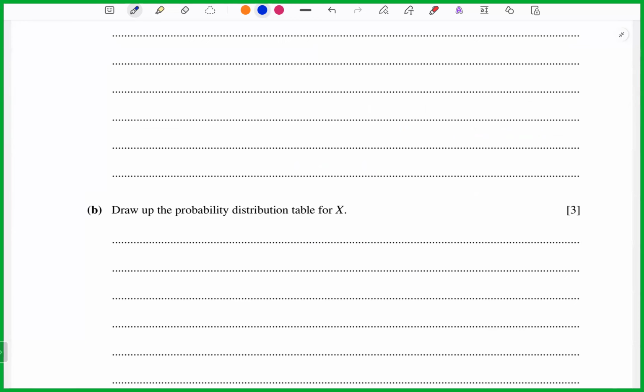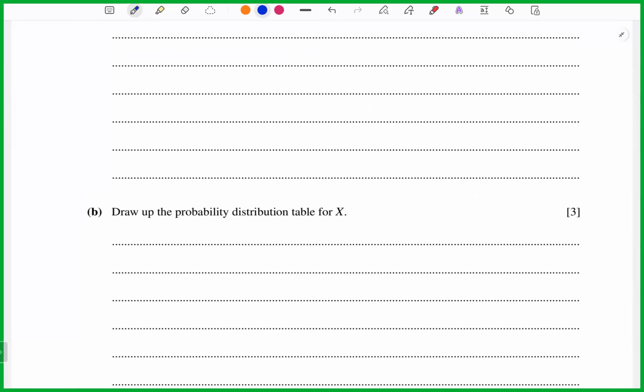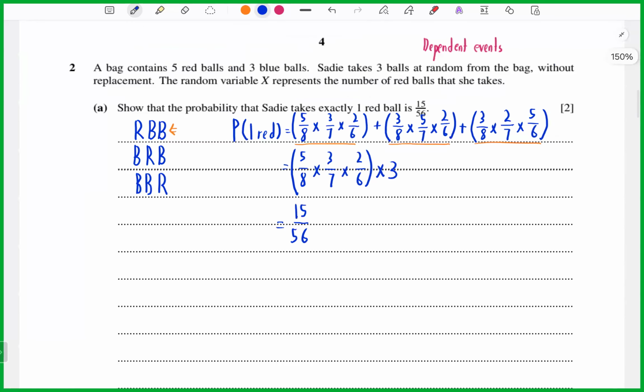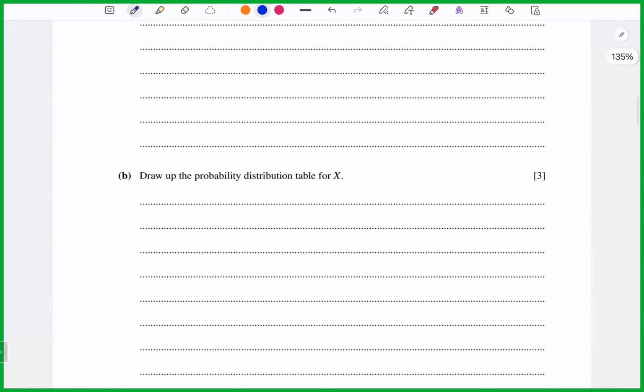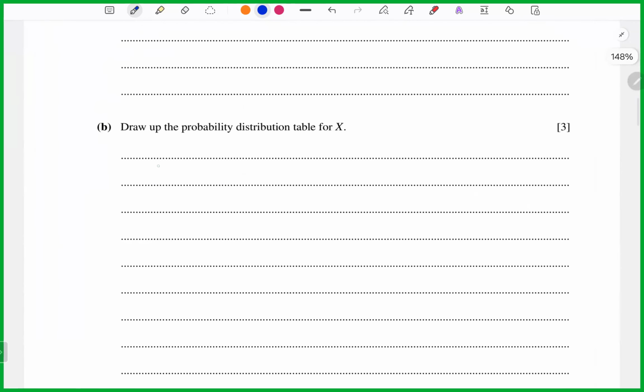Draw out the probability distribution table for X. Now we see X represents the red balls, right? So you need to draw it. P(X = x): 0, 1, 2, 3. Okay, and then let's start.